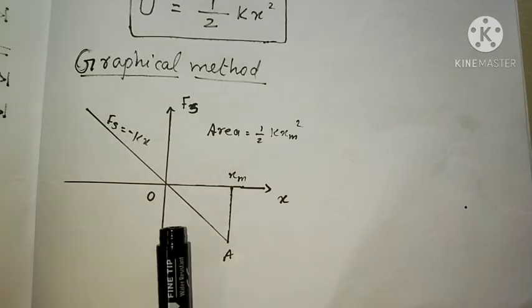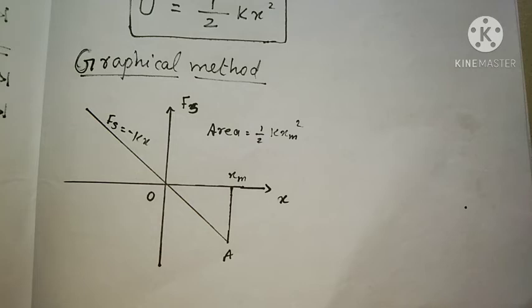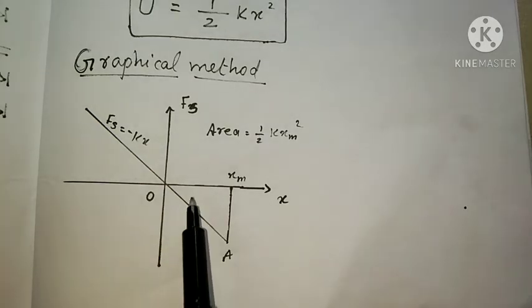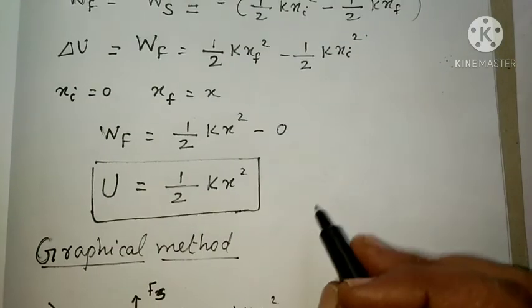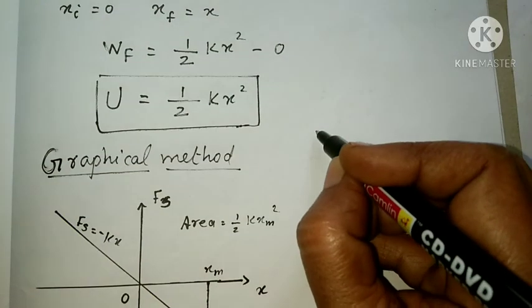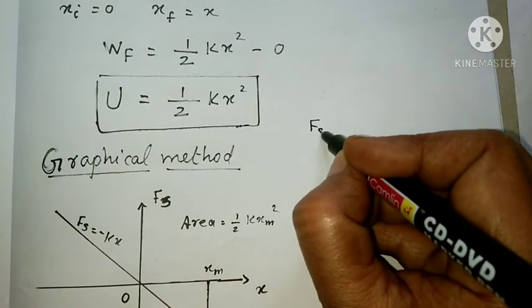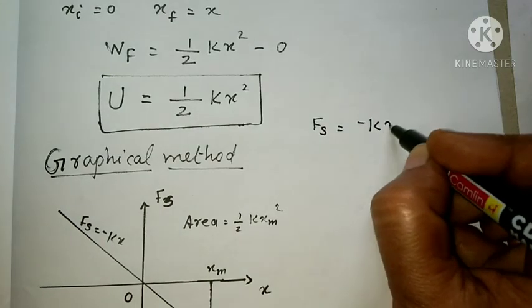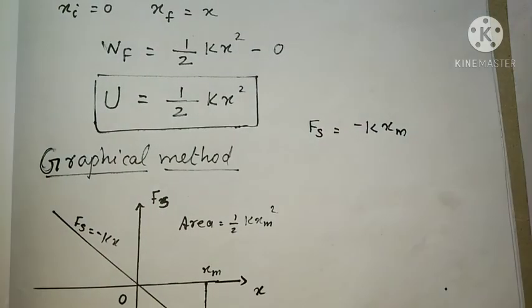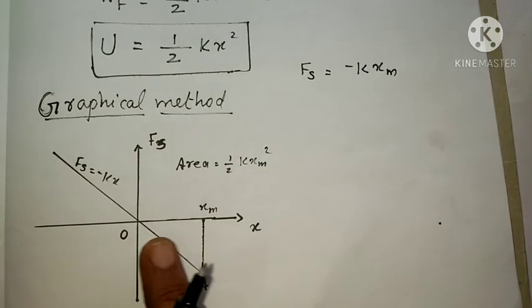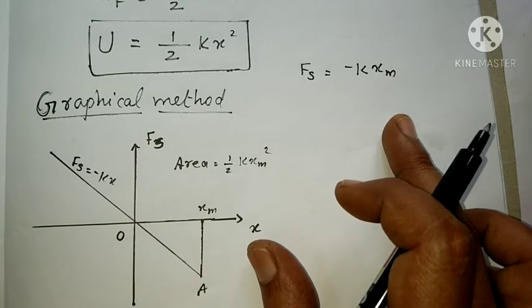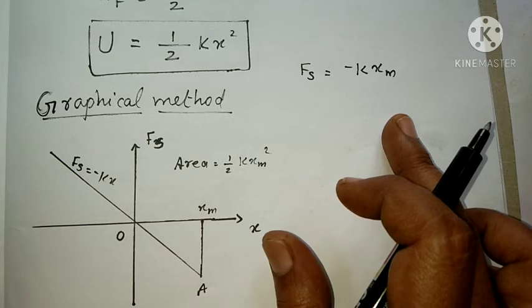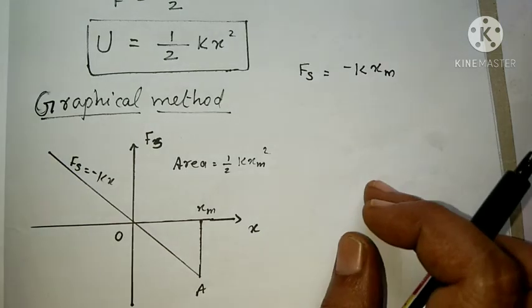From this graph, we want to find the potential energy of the spring. So what is the spring force for an extension xm? That is written as Fs equal to minus k xm. The general formula is minus kx, and here the distance moved by the spring is xm, so Fs equals minus k xm. Then find the work done, and after finding the work done, we write the expression for the potential energy.